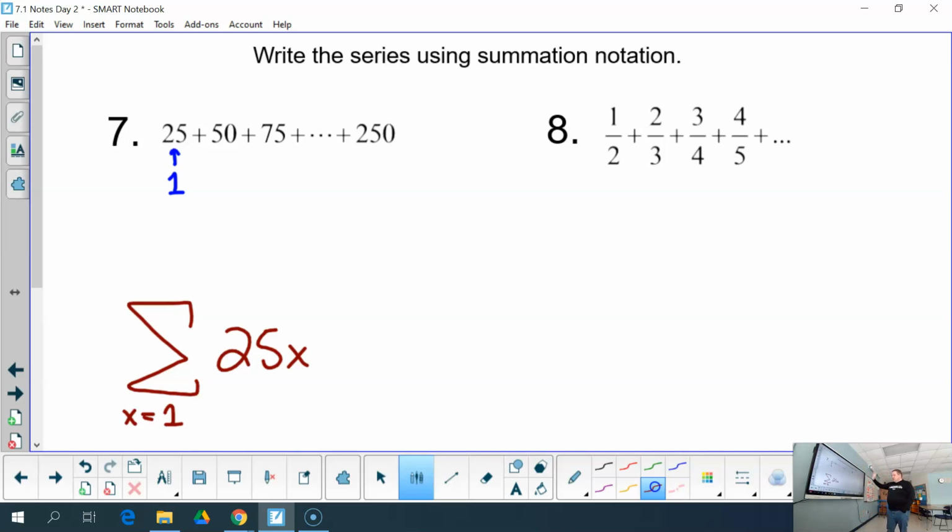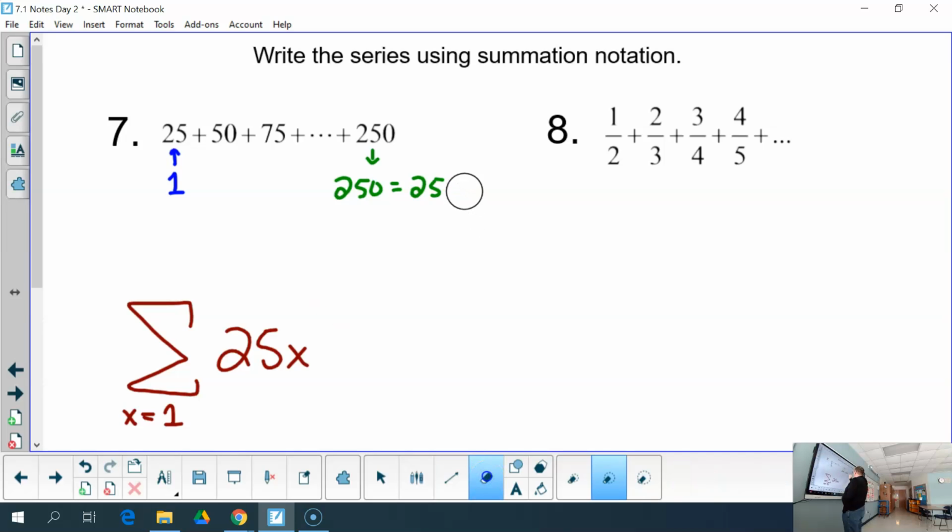Because the second term would be 2 times 25, third term would be 3 times 25, and so on and so forth. If I follow that all the way through, then 250 equals 25x, and x would be 10. So 250 is the 10th term, so that would be my stopping value.